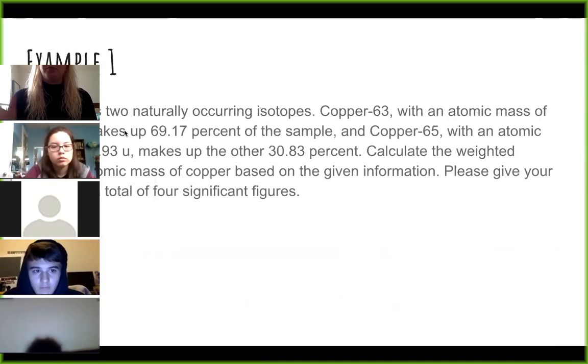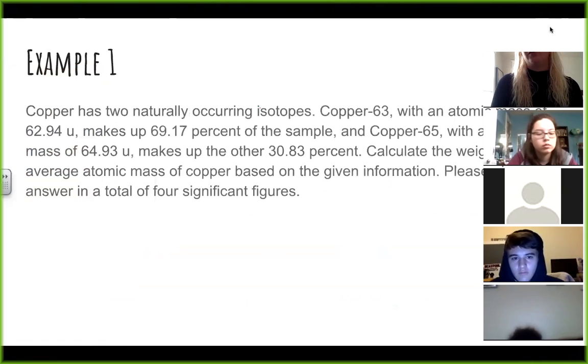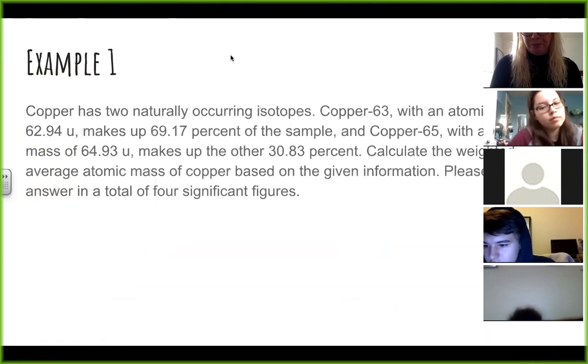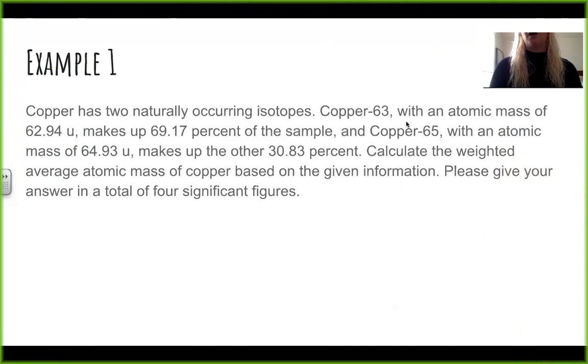So let's do an example. We're going to do one example together. You guys are going to do one example, and then there is going to be an exit ticket example as well. So copper has 2 naturally occurring isotopes. Copper 63 with an atomic mass of 62.94, they rounded it in order to not say copper 62.94, makes up 69.17% of the sample. And copper 65 with an atomic mass of 64.93 makes up the other 30.83%. Calculate the weighted average atomic mass of copper based on the given information. Please give your answer in a total of 4 significant figures.